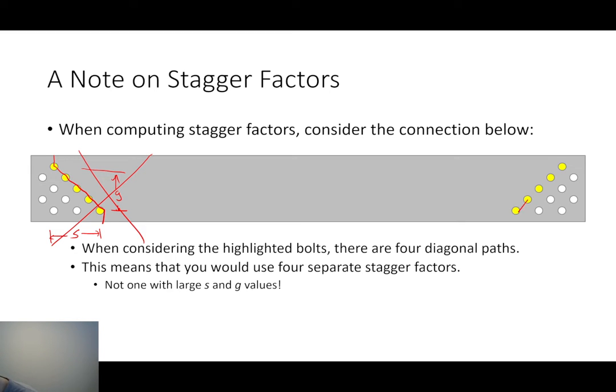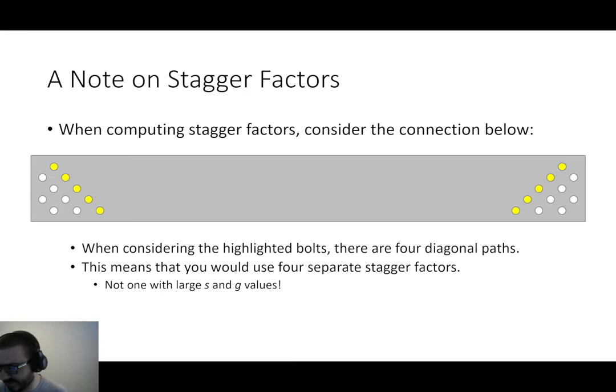Instead, what you're going to do is have a stagger factor for this, a stagger factor for this, a stagger factor for this, a stagger factor for this. So the way that you're going to compute the net area for this member is it's going to be the gross area minus 5 bolt holes plus 4 stagger factors, a stagger factor for each of those diagonal paths.